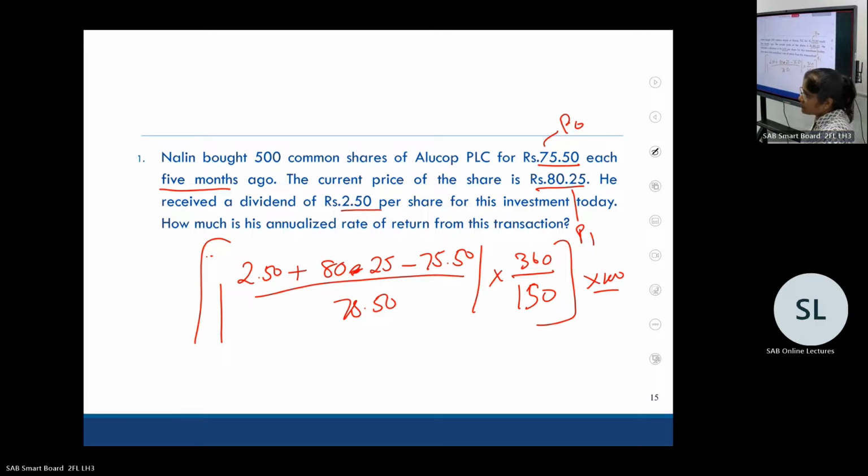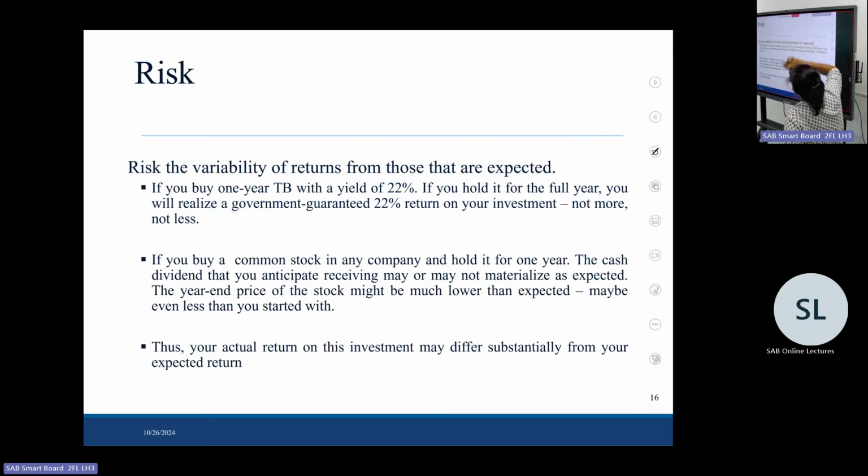Is it 23? You can check with others. I think now you can manage.